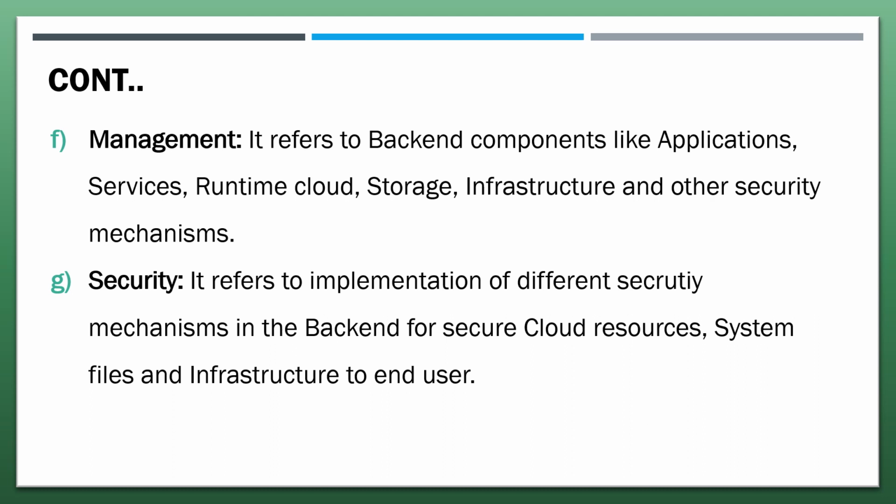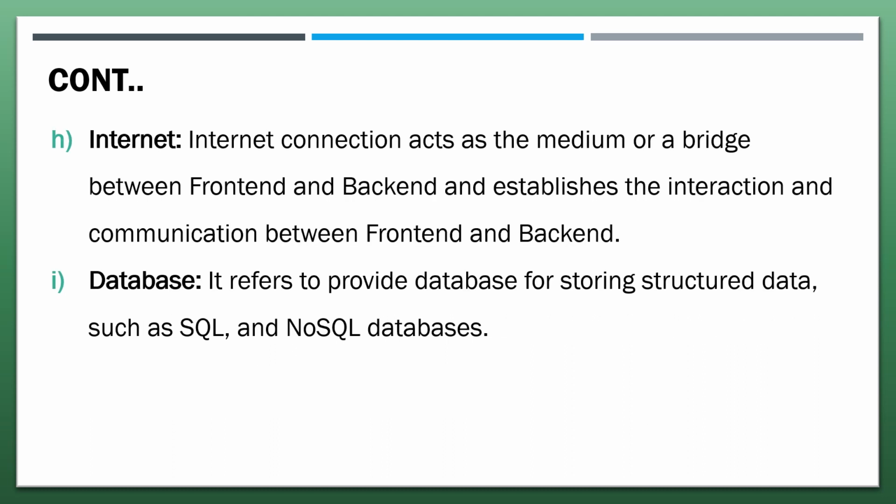G. Security. It refers to the implementation of different security mechanisms in the backend to secure cloud resources, system files, and infrastructure for the end user. H. Internet. The internet connection acts as the medium or a bridge between the front-end and back-end and establishes the interaction and communication between them. I. Database. It refers to providing databases for storing structured data, such as SQL and NoSQL databases.